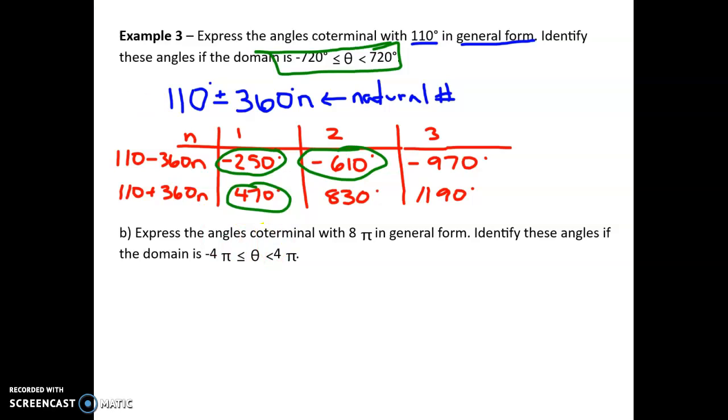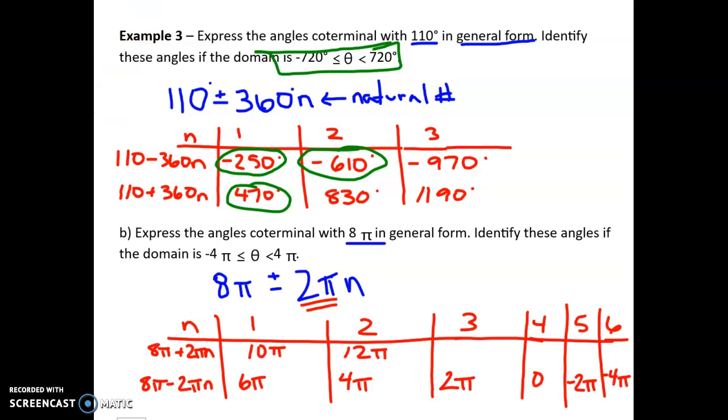Let's do the same thing now with radians. So we have 8π written in general form. When it's in radians, we have to add or subtract 2π times n. Again, n represents the natural numbers. So again, since I'm in radians, I have to go with 2π because that is the distance around a circle in radians. Now we're going to look for the domain -4π to positive 4π.